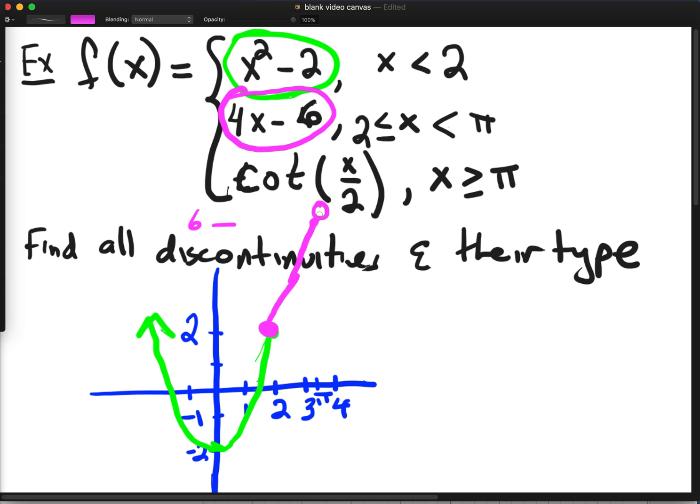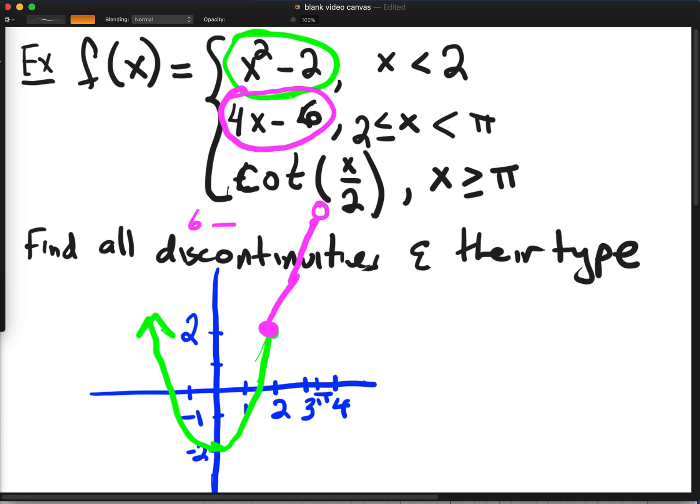All right, now cotangent. Let's start by evaluating at pi over 2. What is cotangent of pi over 2? Well, what is the definition of cotangent? Cotangent is cosine over sine, right? So if you're just evaluating it at the endpoint, it's cosine of pi over 2 divided by sine of pi over 2, which is 0. Okay, so that's good.